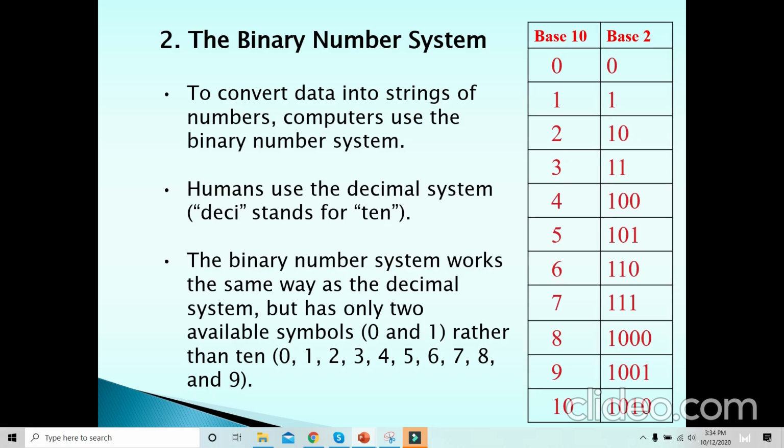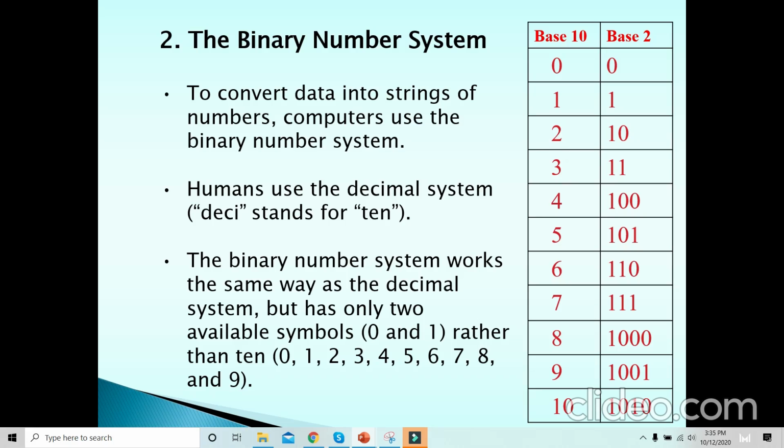Worldwide, we're actually using the decimal number system. So this stands for 10. The binary number system works the same way as the decimal number system, but it has only two available symbols, 0 and 1, rather than the decimal, which has 0, 1, 2, 3, 4, 5, 6, 7, 8, 9. So here on this side, there is a base 10 and a base 2. Of course, base 10 is the decimal number system, and base 2 is the binary number system.